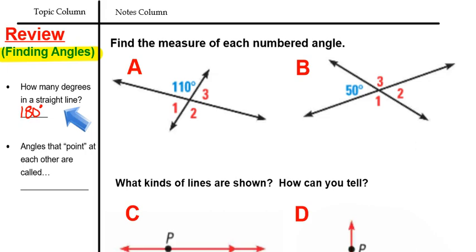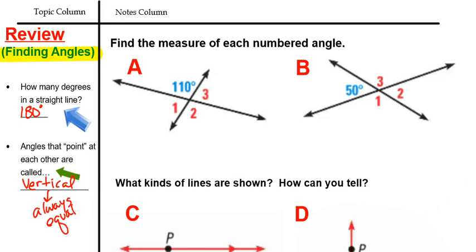And then another thing that you want to remember is angles that point at each other. Those guys right there, those are called vertical angles. And remember, vertical angles are always equal. So the nice thing about those is a lot of times you don't even have calculations that you need to do. You can just figure out what those angle measures are.